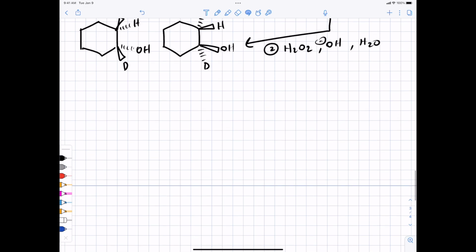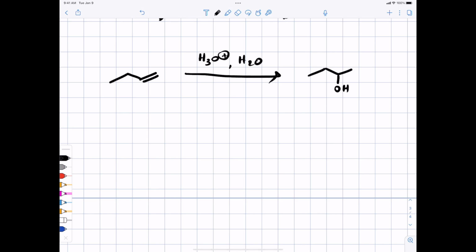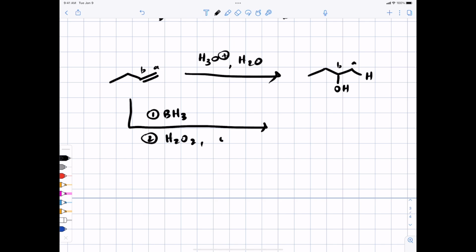All right, now notice what you have the ability to do in terms of a synthesis. If you take this molecule 1-butene, you can do regular acid-catalyzed hydration of an alkene to give you the Markovnikov product, where the hydrogen ends up on the less substituted carbon. We get a carbocationic intermediate, and the OH ends up on the more substituted carbon. Or you can use hydroboration oxidation conditions to give you the alternative product, in which you have the OH on the less substituted carbon A, and the hydrogen gets delivered to the more substituted carbon B.